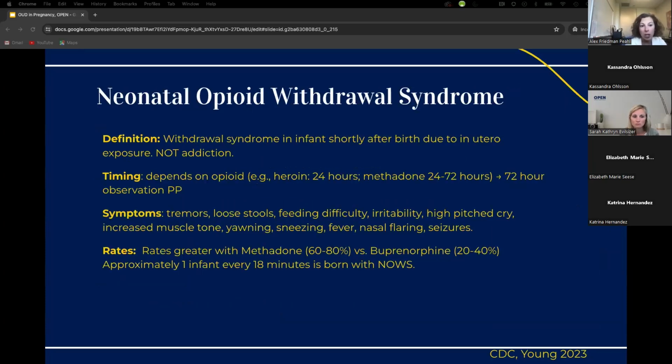We would be remiss not to mention neonatal opioid withdrawal syndrome. This is a presentation of withdrawal symptoms in infants shortly after birth due to in utero exposure to opioids. And it's important to note that this is not addiction. Addiction is a pattern of behaviors which infants are not able to exhibit. NOWS is treatable and short-lived. Its timing does depend on the half-life of the opioid exposure. And so most of our infants will have a 72-hour observation period postpartum. Symptoms largely mirror those that we see in adult patients. And we mentioned the rates being greater with methadone compared to buprenorphine.